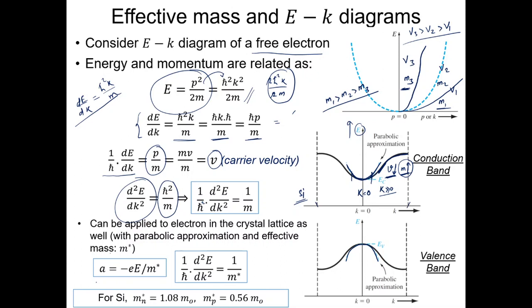The same is valid for holes, or the same is valid for the valence band. Valence band will have the holes. Again, for the holes, as the holes gain more and more momentum, the velocity of the holes will fall, and the effective mass of the holes will increase, because the particle will experience higher repulsive forces as it gains more and more energy or momentum.